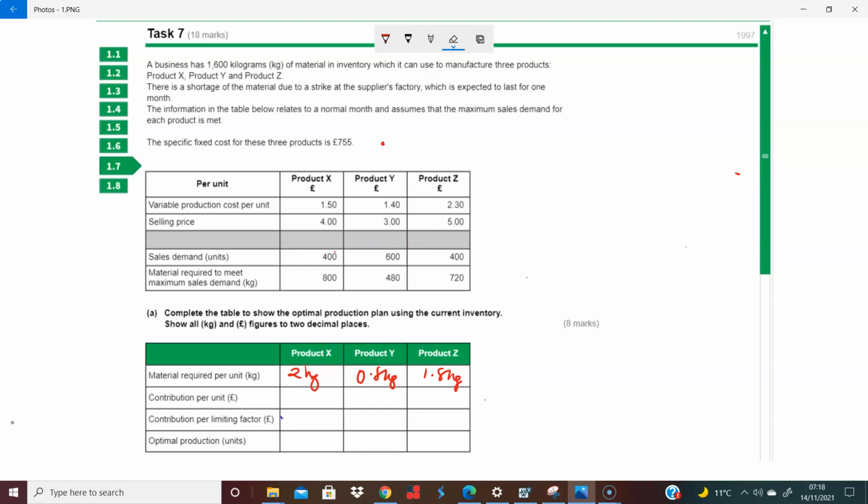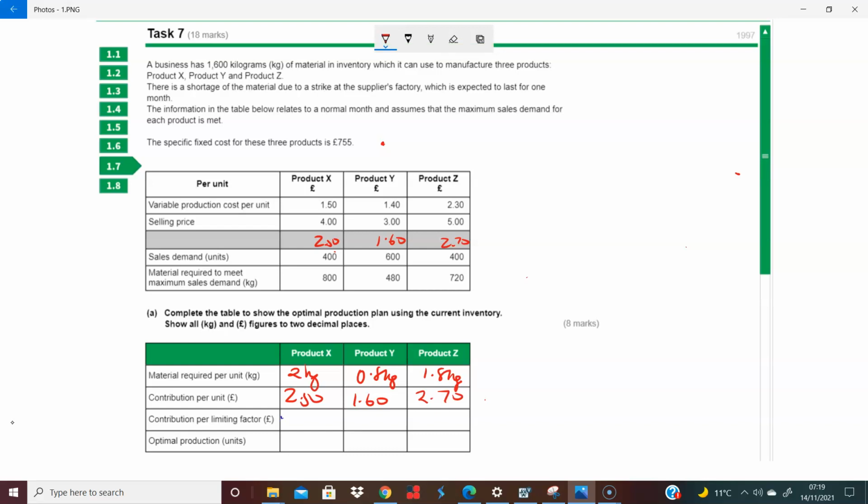Now, let's clean this up. We've done that first one. So we can now work out what the contribution is per kilogram. It's £4 selling price, variable is £1.50, so contribution is £2.50. No, sorry, be careful here, it's easy to make a mistake. Contribution here is £1.60, and it's £2.70 here. So contribution here is £2.50, £1.60, £2.70. Yeah, that's very important.